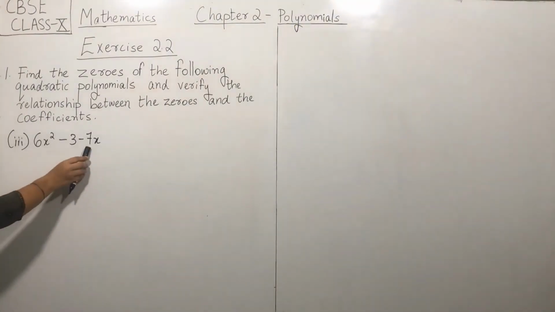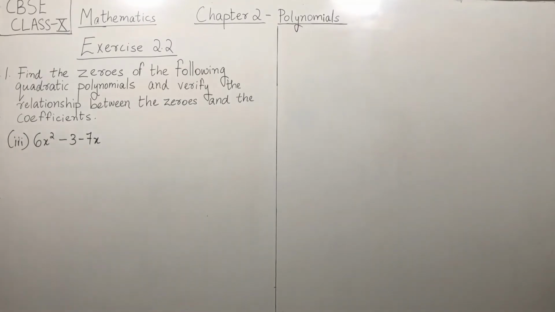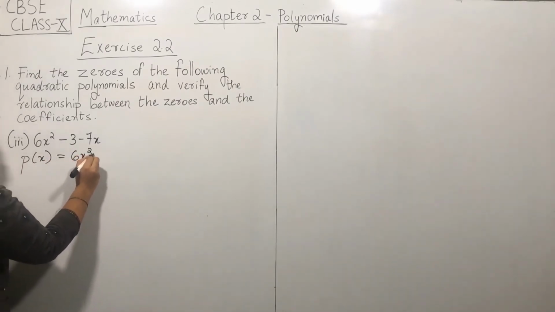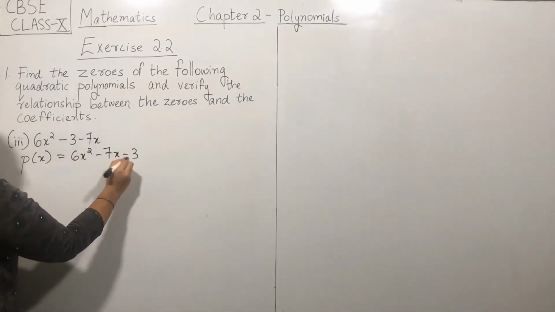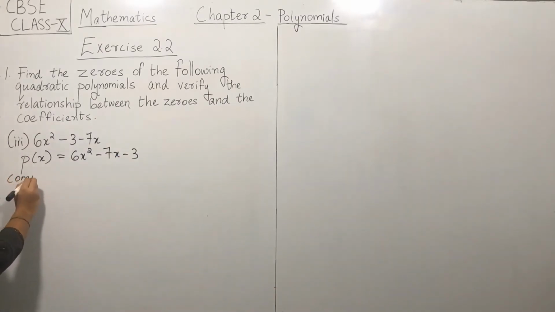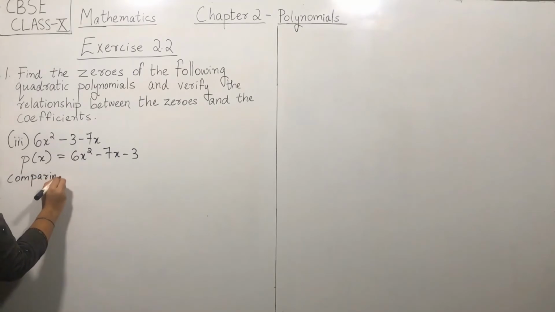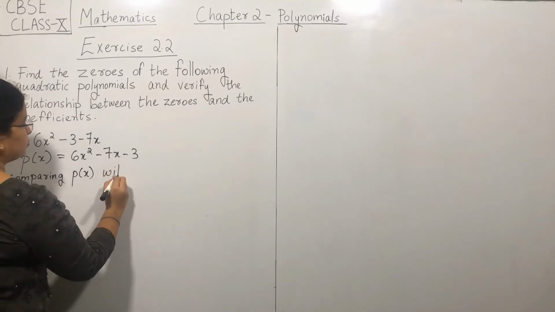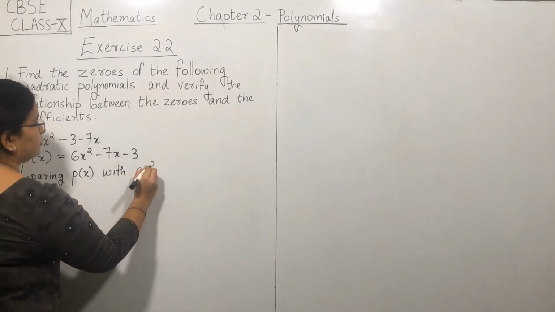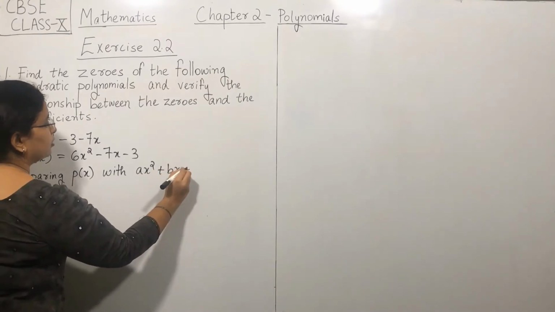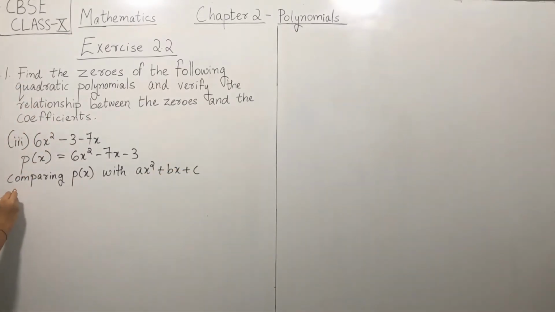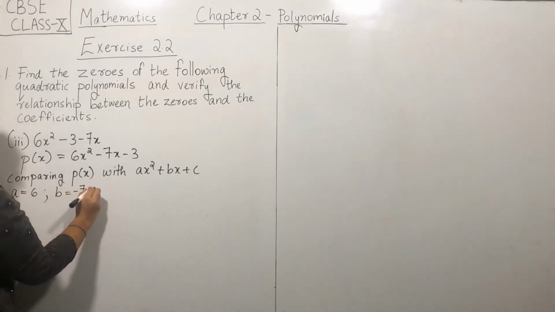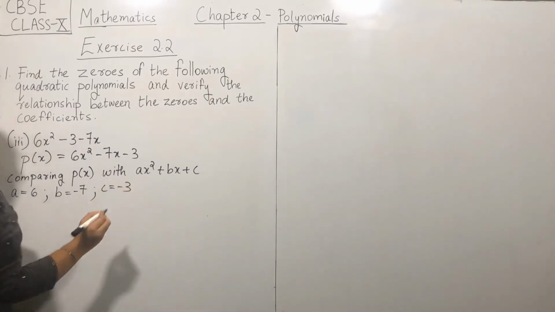Okay, third question: 6x square minus 3 minus 7x. You can write p of x equals 6x square minus 7x minus 3. Comparing p of x with ax square plus bx plus c, here a equals 6, b equals minus 7, c equals minus 3.